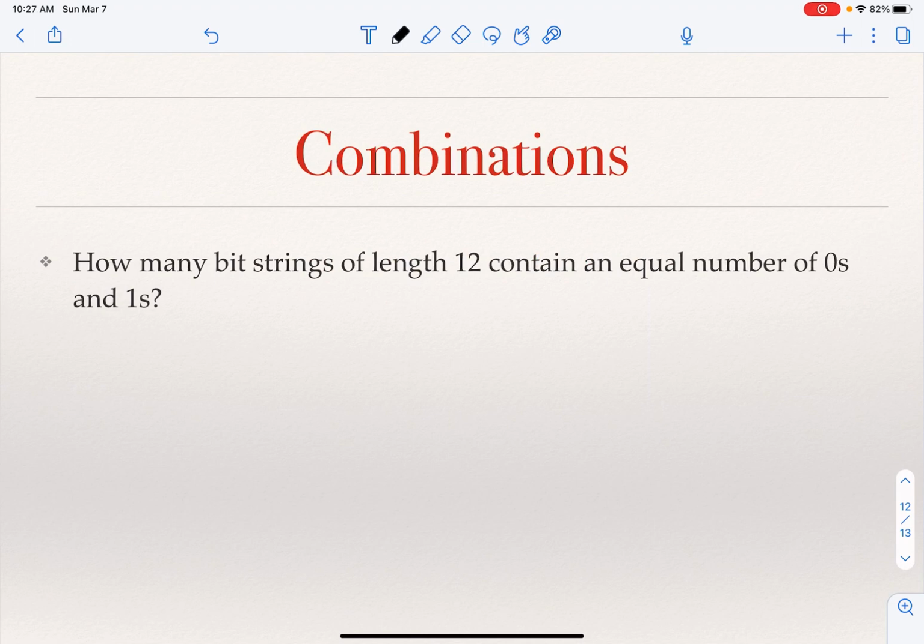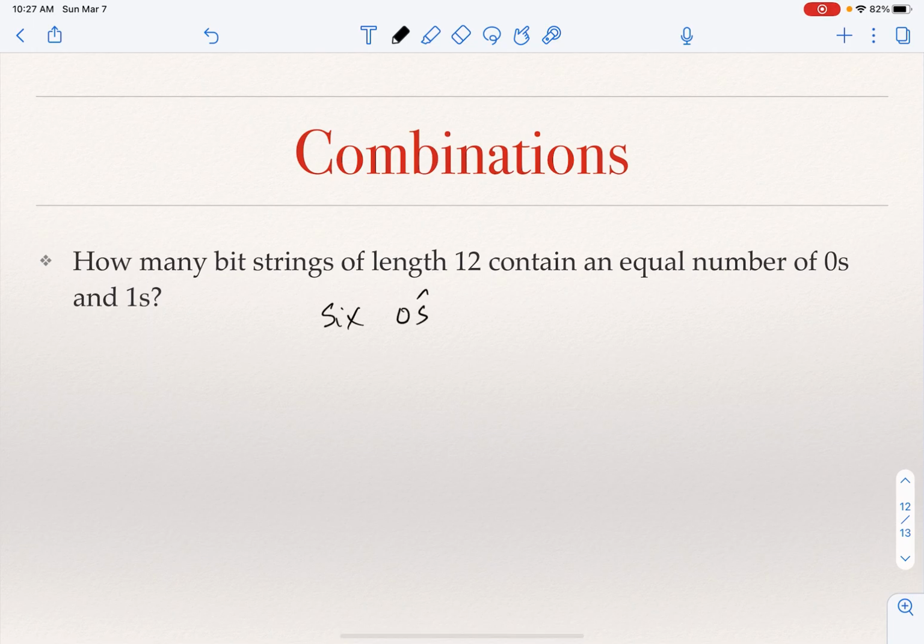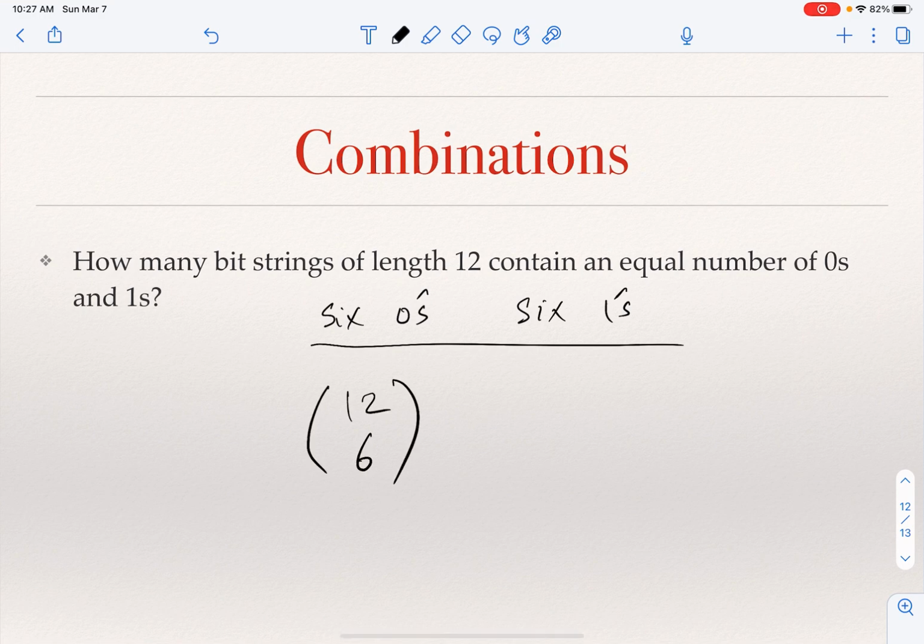How many bit strings of length 12 contain an equal number of zeros and ones? It's important to think about it. If you think about it for a few seconds, you'll notice, what does it mean to have an equal number of zeros and ones? It means that it has 6 zeros and 6 ones. So the only thing I need to do is to find the places for the 6 zeros, because the other 6 places are going to have ones in them. So the number is 12 choose 6 here. Find me the places to put the 6 zeros in them. The rest just put ones in them. So this is 12 choose 6.